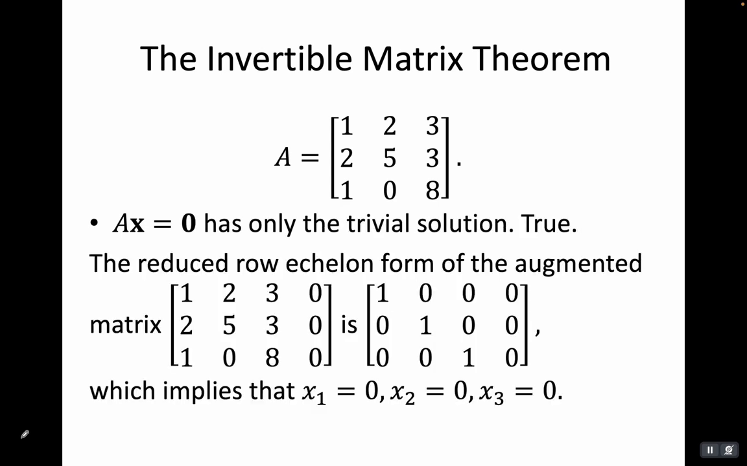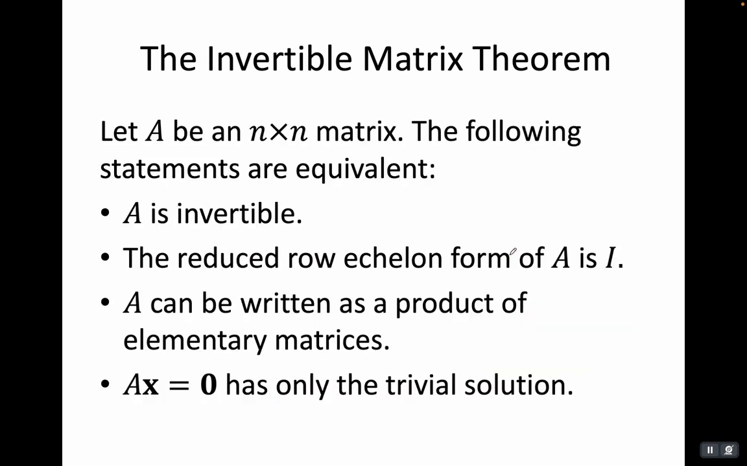AX equals 0 has only the trivial solution. This is also true. The reduced row echelon form of this augmented matrix, here's A, and here's the last column, is just this one, which implies that x1 equals 0, x2 equals 0, x3 equals 0. So AX equals 0 has only the trivial solution.